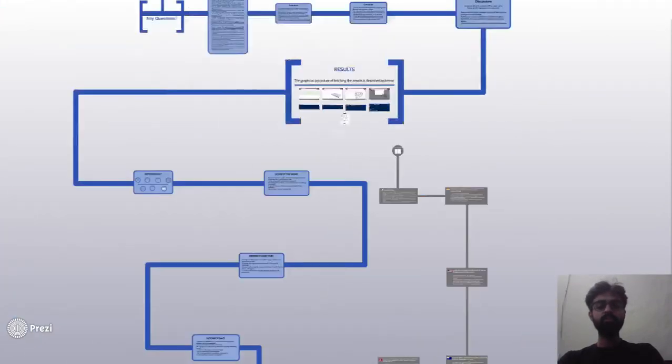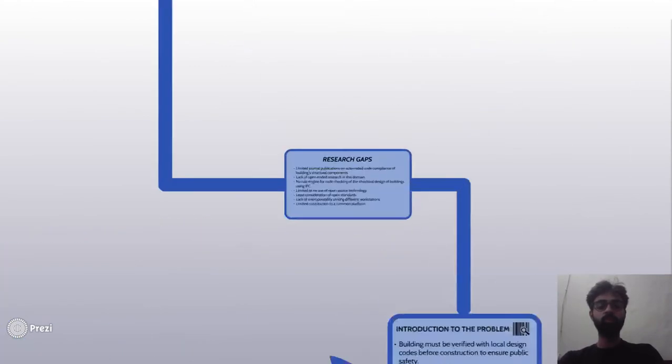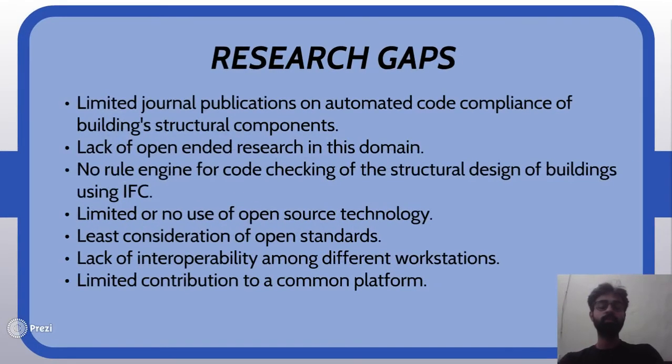Next, after having this literature review, we should move forward to the research gaps that we pointed out. There are limited general publications on automated code compliance of building structural components. So this is a very important thing that was the key for us, that we moved towards the structural system, as my domain was also structural engineering, and there is a lack of open-ended research in this domain. That's also something to be noted down.